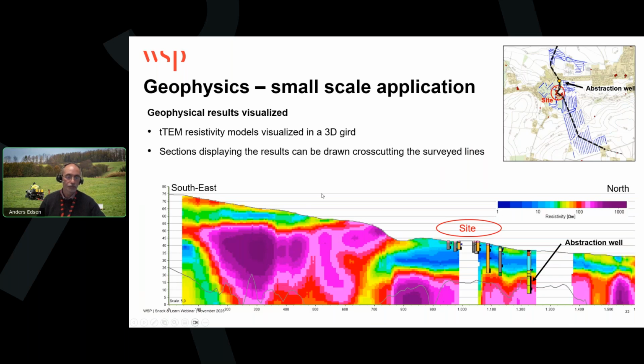Remember that the blue-green colors here represent clay layers, and the purple colors represent where aquifers can be found. But from the resistivity alone, it's not possible to see which kind of lithology they represent. The site is at this location, and the abstraction well is further downhill, at this point.